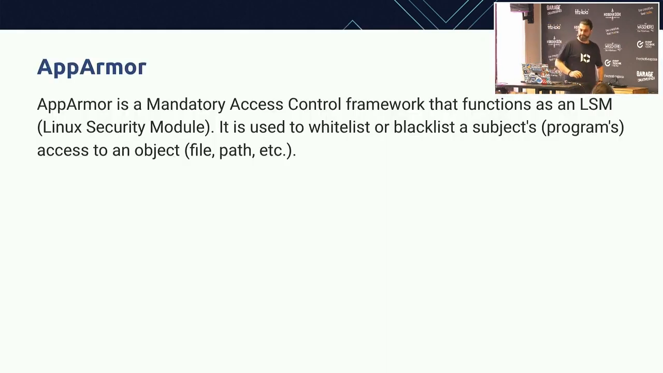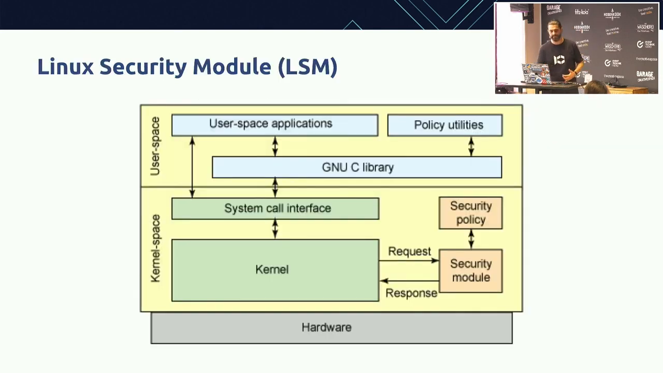I need to be a little bit faster. There's AppArmor. It's a mandatory access control framework. Because this is kernel, it's for Linux. It's not specific to Kubernetes, but it's for Linux and containers and the whole kernel stuff. Basically, you can whitelist or blacklist a program's access to an object. Could be a file, path, etc.